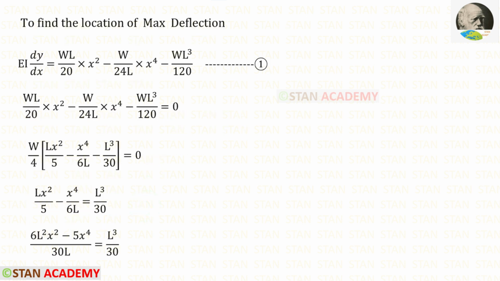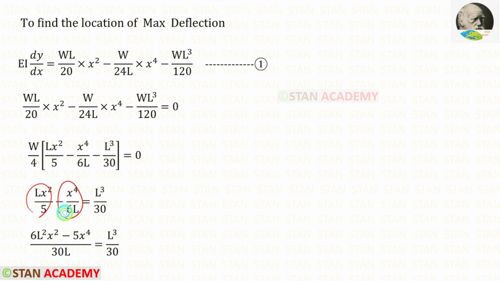Now we are going to find the location where the maximum deflection occurs. When there is maximum deflection, the slope will be equal to 0. Let us take the slope equation and equate that to 0. From these three terms, we can take W upon 4 outside and then take it on the other side. 0 into 4 by W, we will get 0. We can take this term on the other side, so it will come as positive.